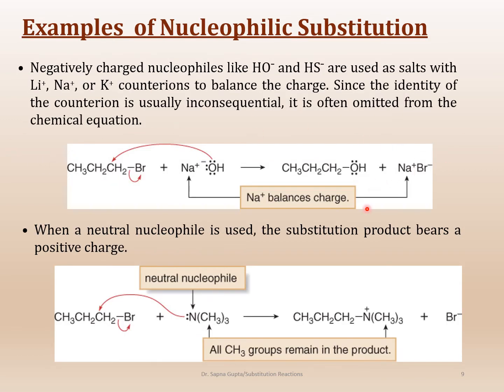Here are some examples of SN2 reactions. You can look at all of these at your own convenience and time because there are so many more reactions. Essentially what you're looking for is the nucleophile. In this case, hydroxide is the nucleophile. Then you're looking for the substrate. In this substrate, you're looking for the carbon that has the leaving group. Those are the main things you're looking for in a reaction.